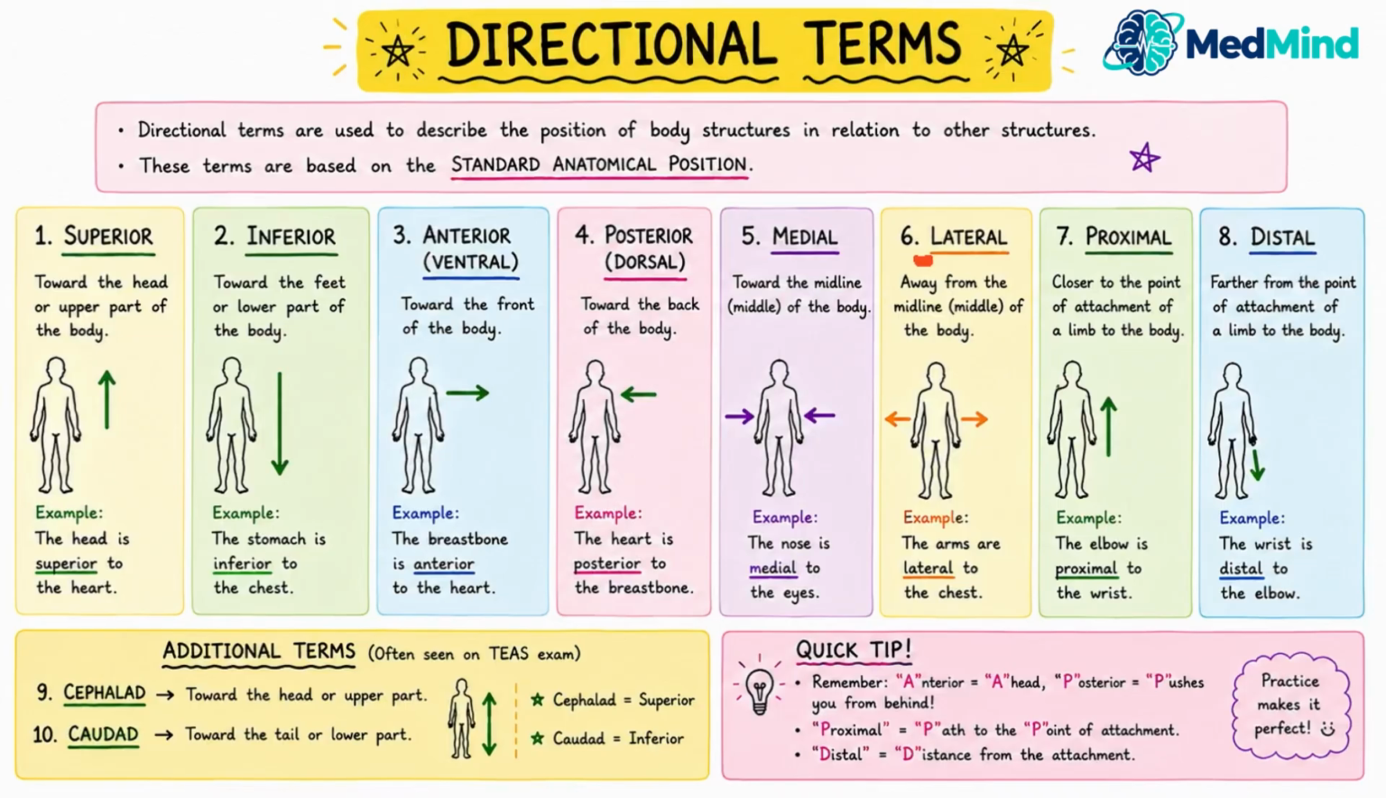The next one is lateral. Lateral means further away from the body's midline. For example, your ears are lateral to your eyes because they are further from the center of your face. Another example: the arms are lateral to the chest. Okay, now it's quick question time. Which is more lateral, the thumb or your nose?